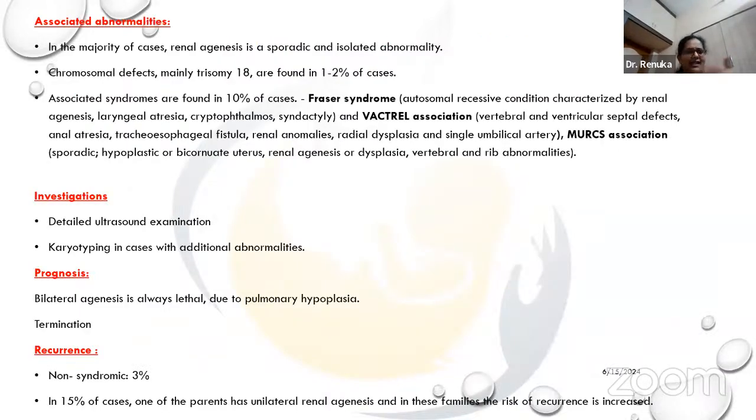Is it associated with anything else? The association with chromosomal abnormality is very minimal, only in 1 or 2% of cases. So most cases of renal agenesis are sporadic. But sometimes there are syndromic associations like Fraser syndrome; there are about 40 syndromic associations. Once you diagnose an empty renal fossa and come to a diagnosis of renal agenesis, the next thing is to look at all the other systems and anatomy, so as to conclude whether it is sporadic or part of a syndromic association.